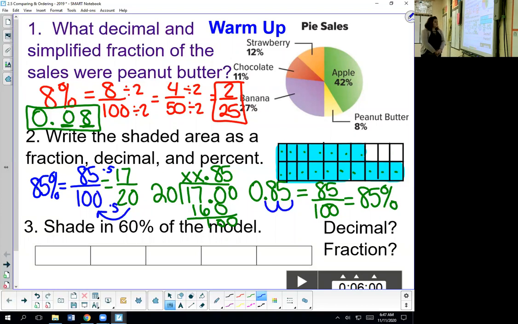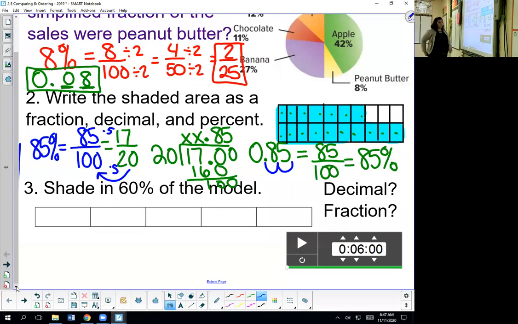Okay. Next one says shade in the percent of the model. So it also says to write it as a decimal and as a fraction. So first thing we talked about earlier this week is figuring out what each of those blocks represents, each little section. So think of this as 0% and this as 100%. That's if I'm all the way over here. 50% is somewhere right here.